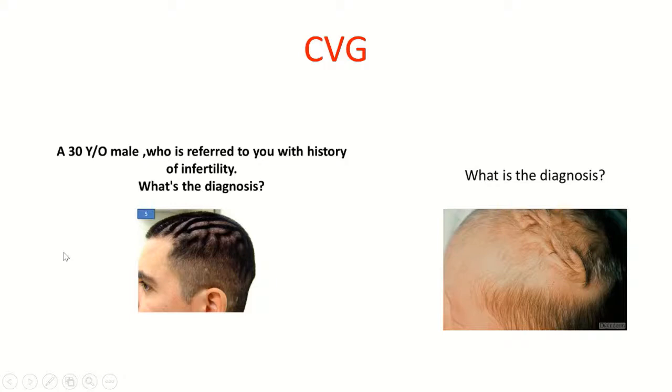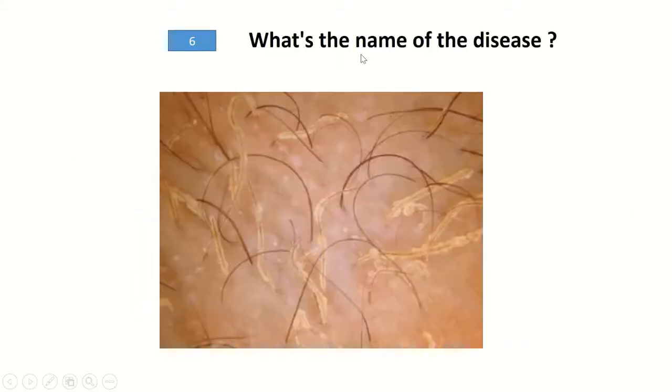Question 6. And here you see another case of CVG, cutis verticis gyrata. What's the name of the disease? What you see here is cylindrical sheath and beading of hairs, and a yellow color that's compatible with trichomycosis. Trichomycosis, as you know, is a superficial corynebacterium infection mostly affecting axillary, armpits, but scalp and pubis could also be affected.